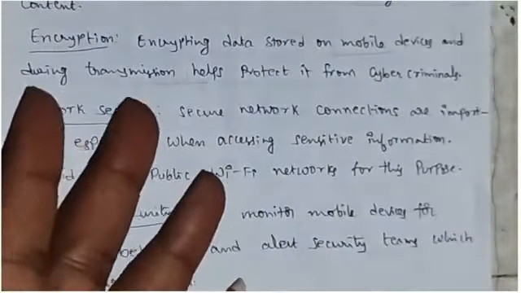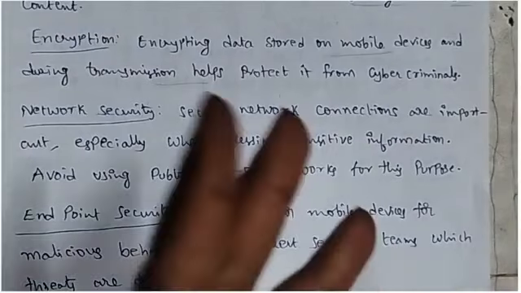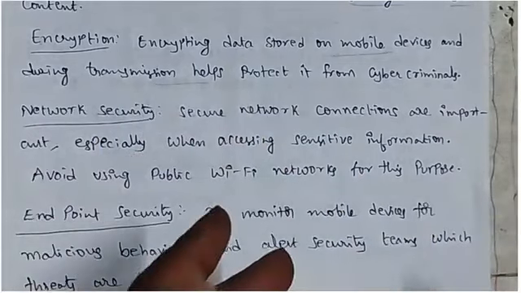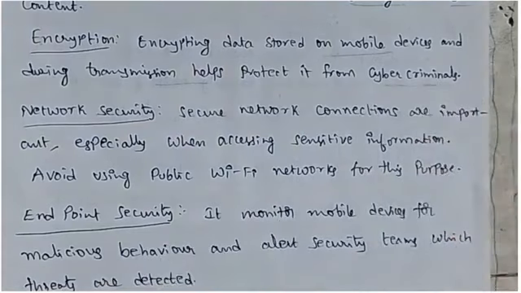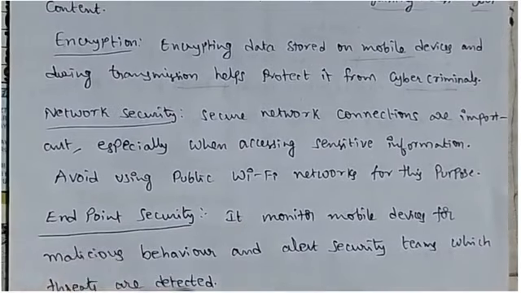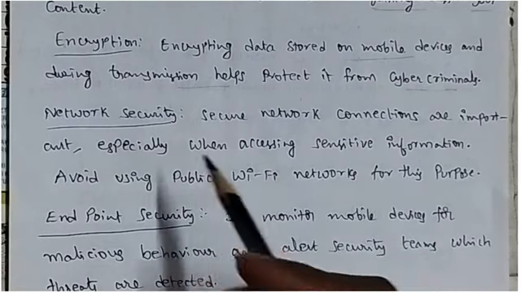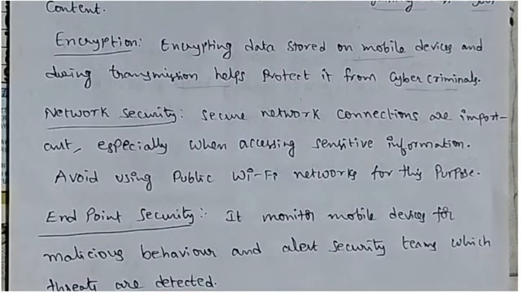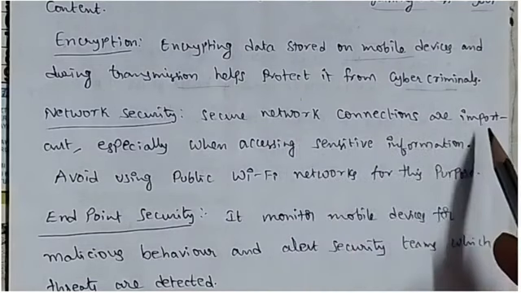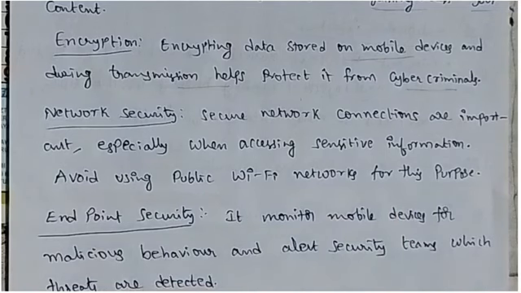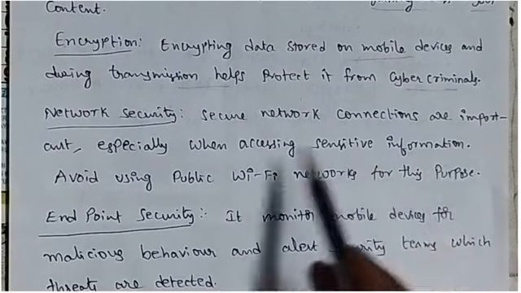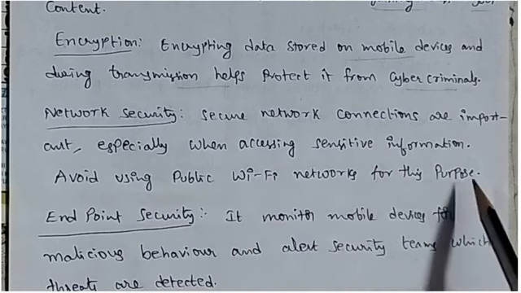When you are sending data from your mobile to other mobiles, while transferring, the data will be encrypted. That helps to protect our data from cyber criminals. When you are transferring the data, at that time the data is ciphertext, so no one will hack our data. And network security: what is the meaning of network security? Network security means secure network connections are important. While performing any transaction over the network, we have to check whether the network is secure or not, especially when you are accessing sensitive information. Avoid public Wi-Fi networks for this purpose.